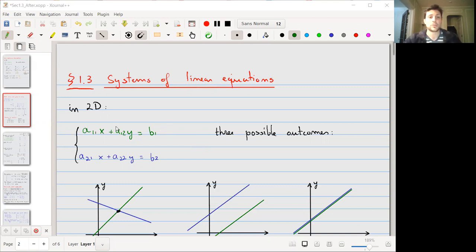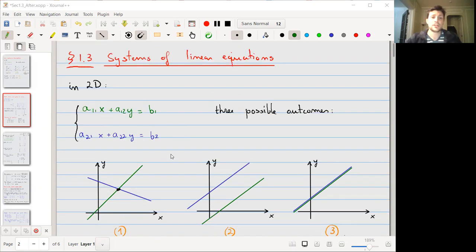Let's look at this example here. This is an example of a linear system with two variables and two equations. I want to keep it general, so I will call the coefficients suggestively a11, a12, a21, and a22, and the constant terms will be named b1 and b2.